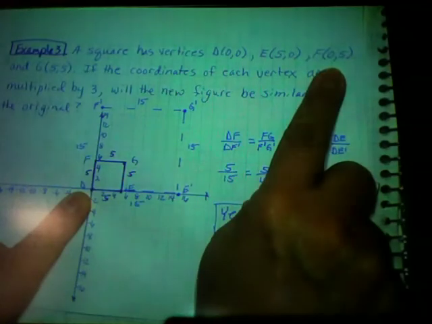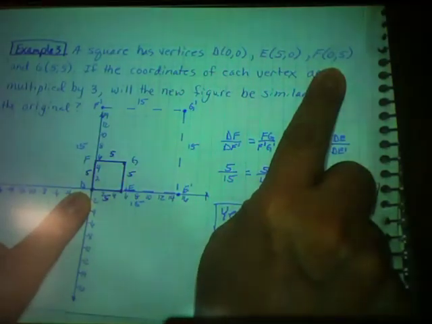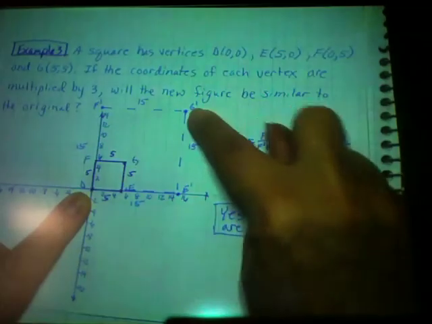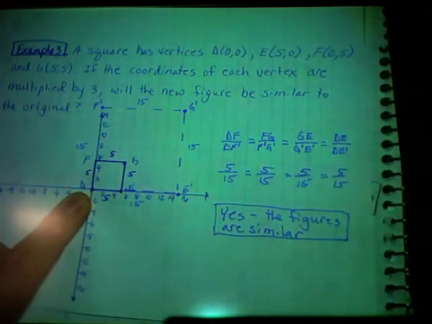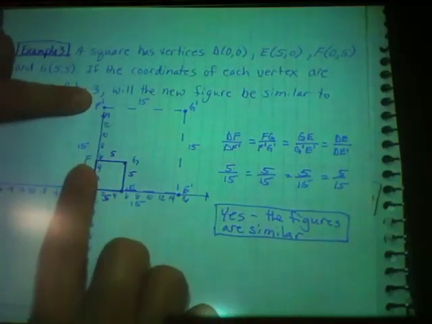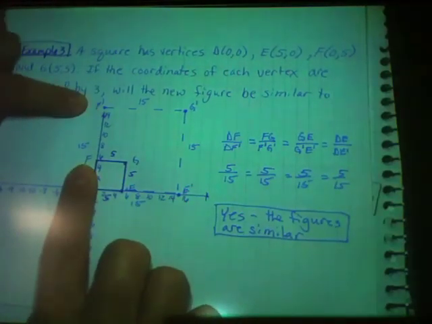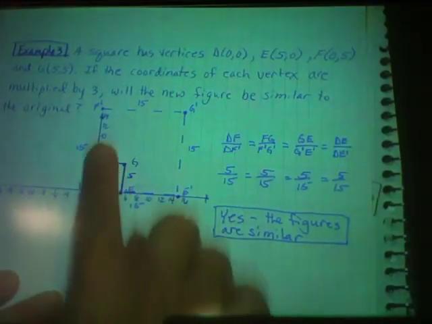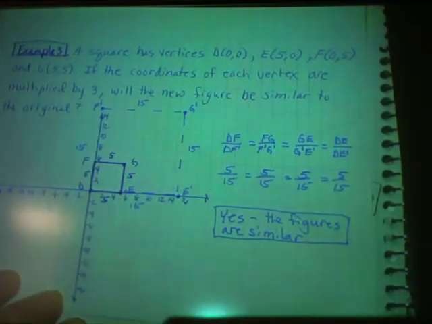Then this one got multiplied by 3, so it became 0, 15. And this one got multiplied by 3, and it became 15, 15. So there's the 15, 15. Whenever you dilate something, its new ordered pair is the same letter. So like these are the same letter, but remember you got a prime. We did that in Algebra 1-2 last year. So here's my original, here's my dilated figure. If it's dilated, it should be similar.